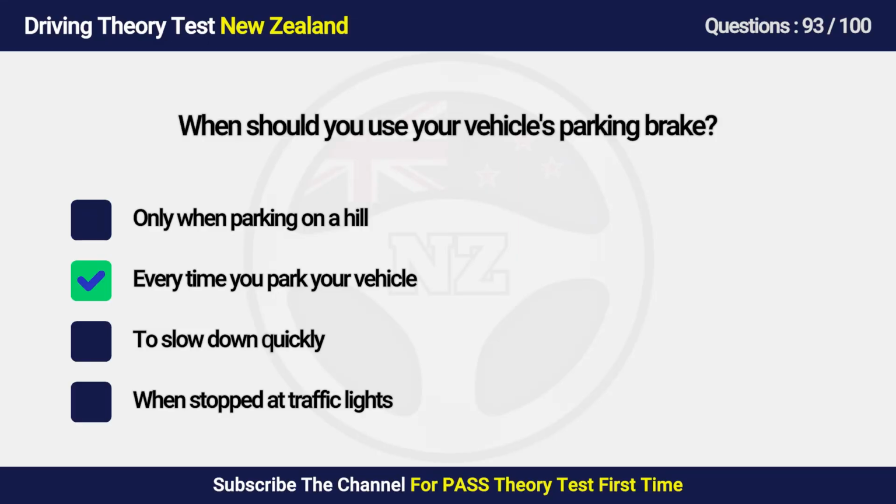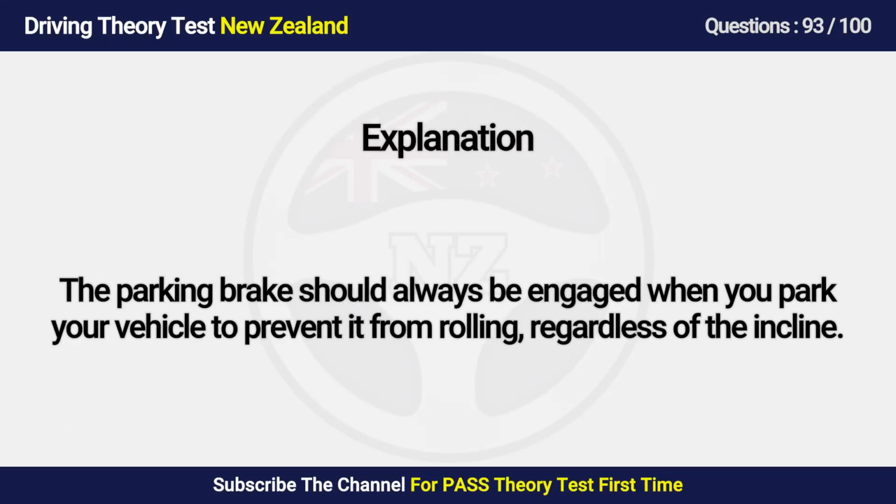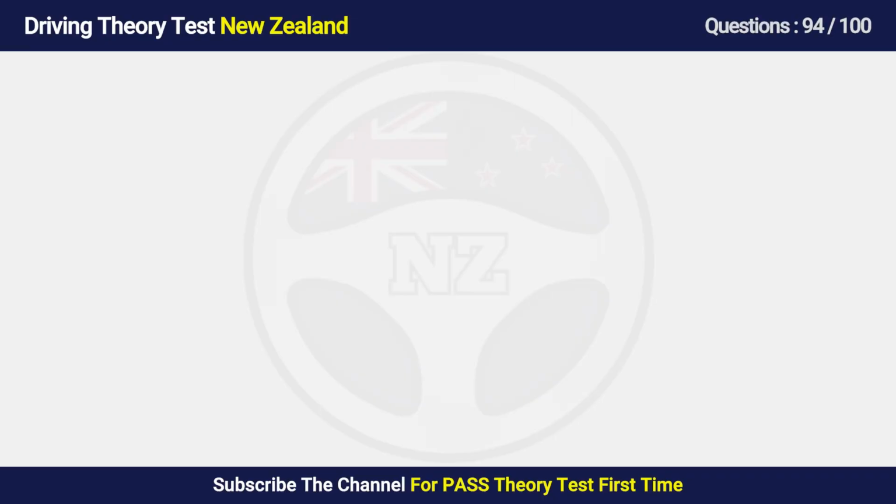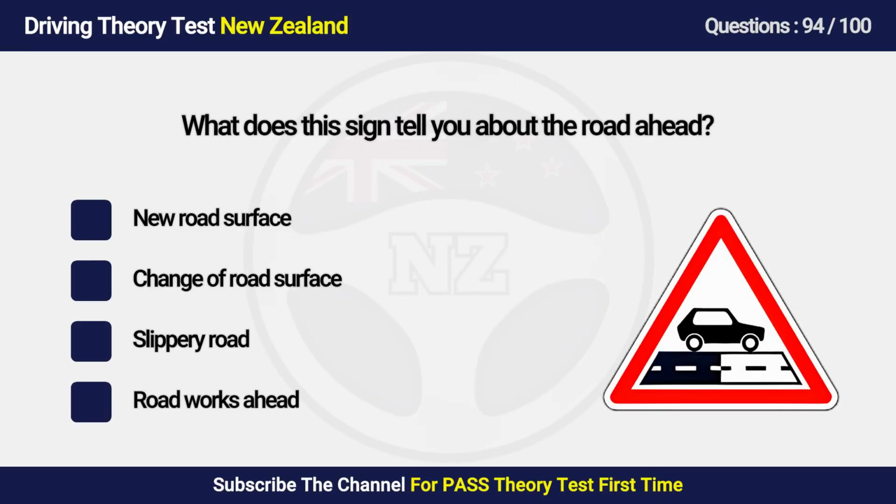Answer is B. Every time you park your vehicle. The parking brake should always be engaged when you park your vehicle to prevent it from rolling, regardless of the incline. Question 94. What does this sign tell you about the road ahead?